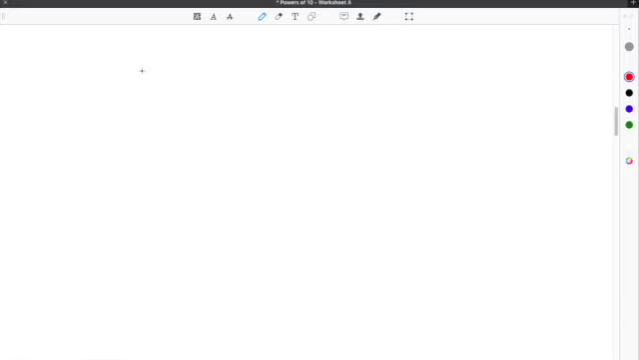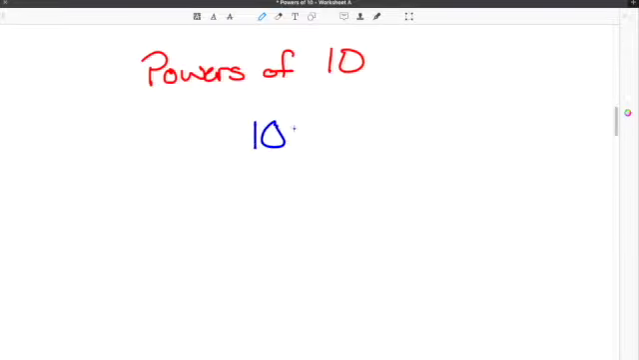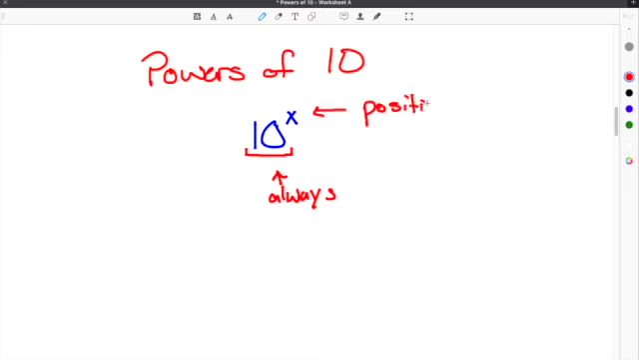Before we do a couple practice problems on our Powers of 10 worksheet, we're going to go over the basics of what a power of 10 is. A power of 10 is written as 10 to an exponent, and we're just going to write x for the exponent. Our base will always be 10, so this will always be 10. And then our exponent will change. The exponent can be positive or negative.